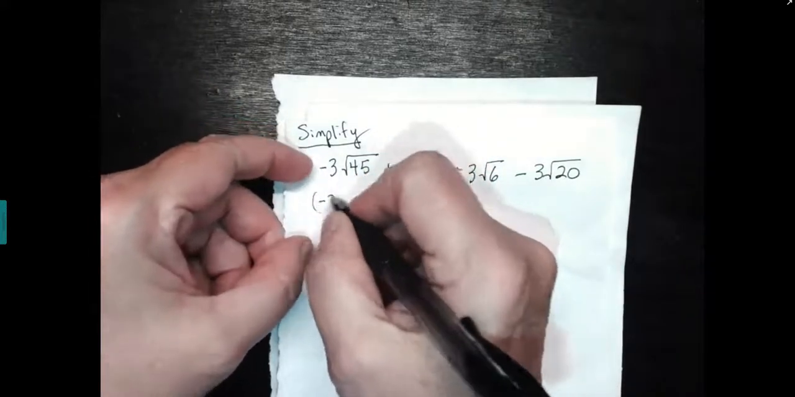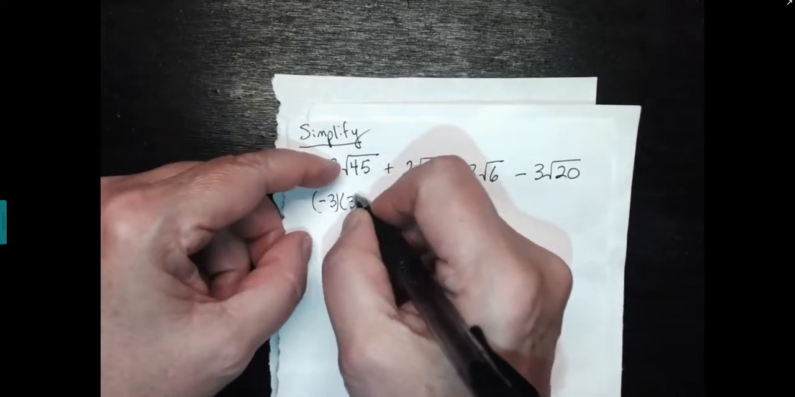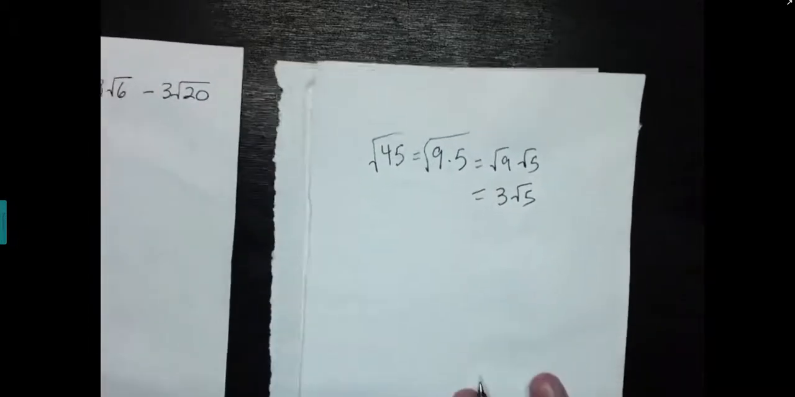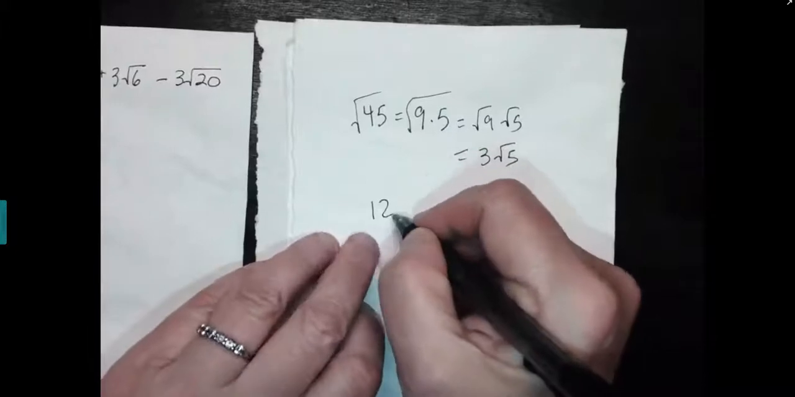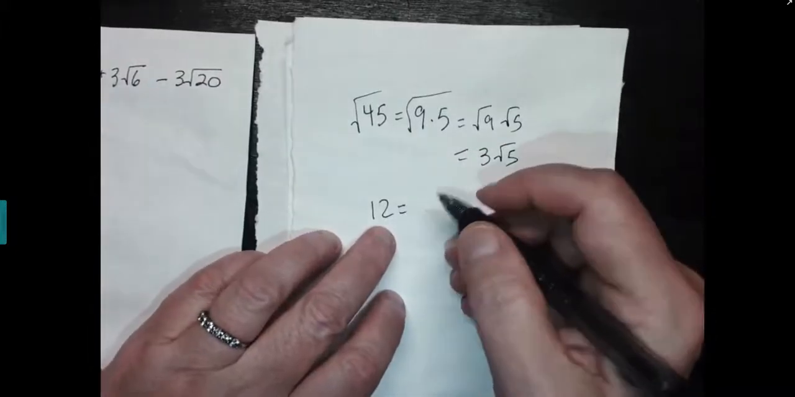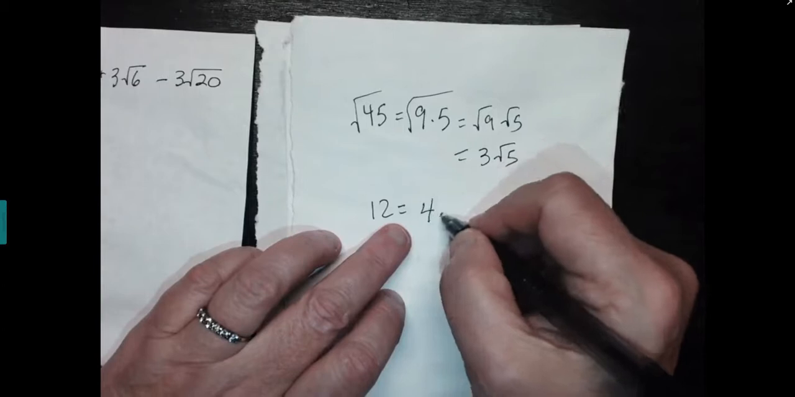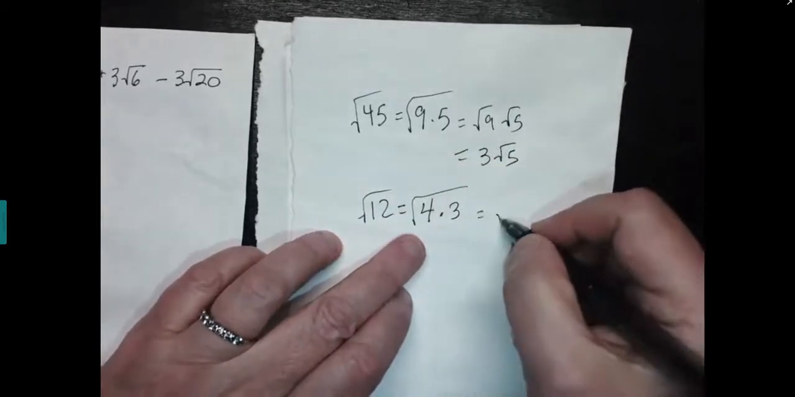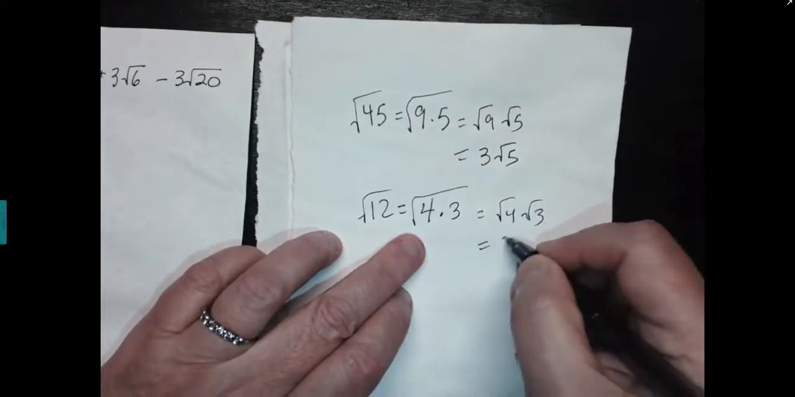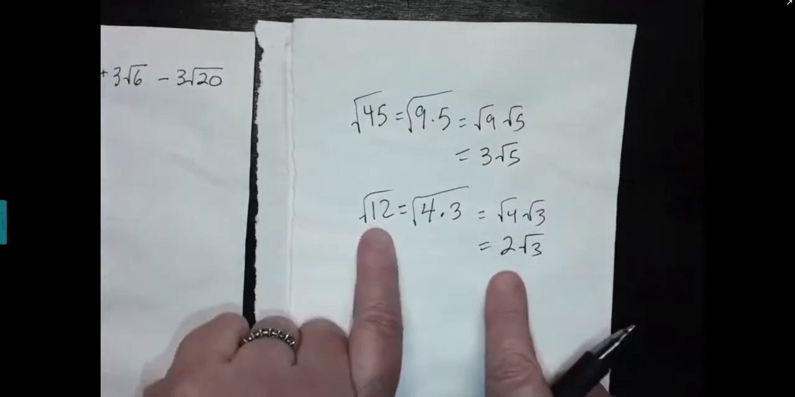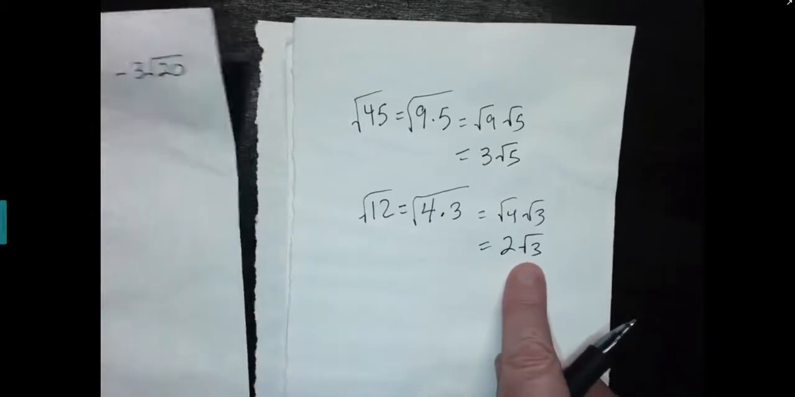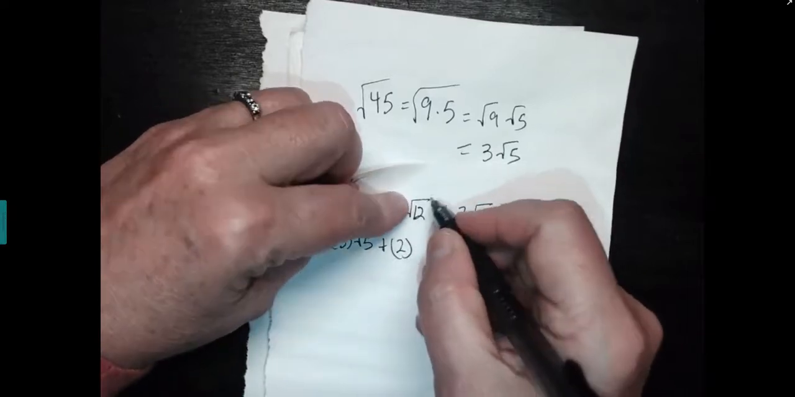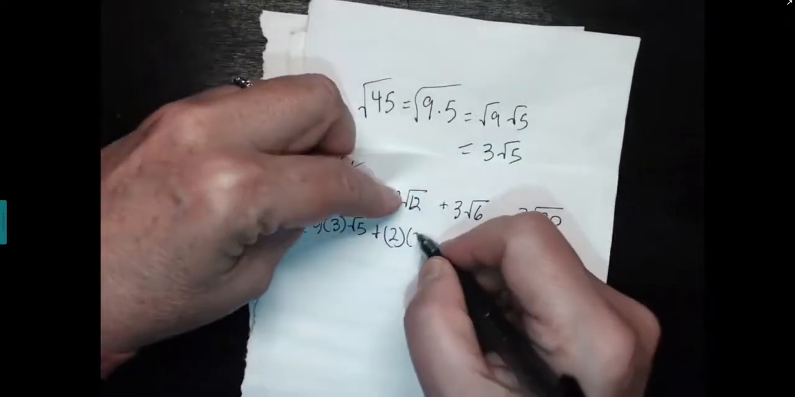So I'm copying this negative 3, then I'm going to multiply that by 3 times the square root of 5. So I'm just replacing square root of 45 with that. What about 12? Well, 12 is not a perfect square, but I can write it as a product where something in the product is a perfect square. So the square root of 12 is the square root of 4 times 3, which is the square root of 4 times the square root of 3, which is 2 times the square root of 3. So instead of the square root of 12, I'm going to replace it with 2 times the square root of 3. So I'm copying this 2, and then for the square root of 12, I'm going to have 2 times the square root of 3.